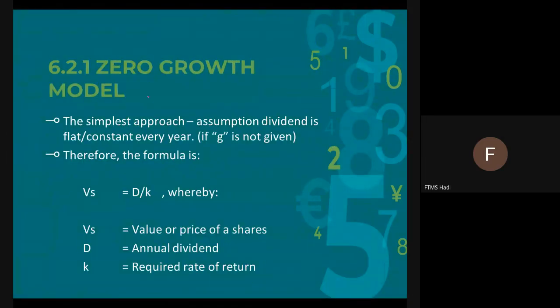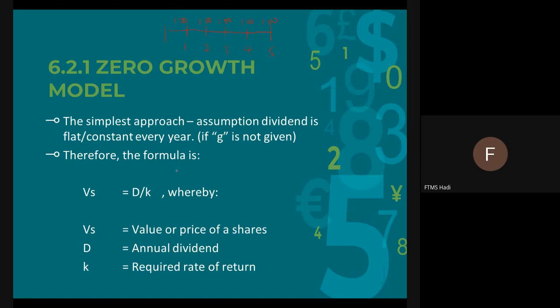For the zero growth model, because we want to calculate share price, the simplest approach is to assume the dividend is flat or constant every year if G is not given. Let's say year 1, year 2, year 3, year 4, and year 5. Zero growth happens whereby there is no increasing price, no increasing dividend. Let's say for year 1 the dividend is 1 ringgit. Zero growth means every year they give the same amount, 1 ringgit. So there is no growth, the dividend is flat.